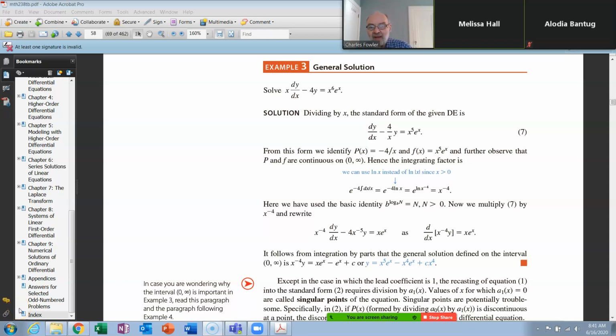Differential equations yet. All right. As I was saying before I forgot to turn on Screencast-O-Matic, we're in Chapter 2, First Order Differential Equations, 2.3 Linear Equations, and we're doing the third example. This is on page 58 of your text. Okay, and here it is in front of you.